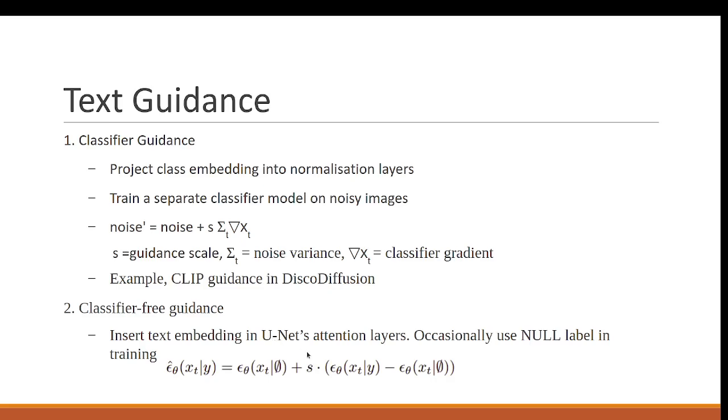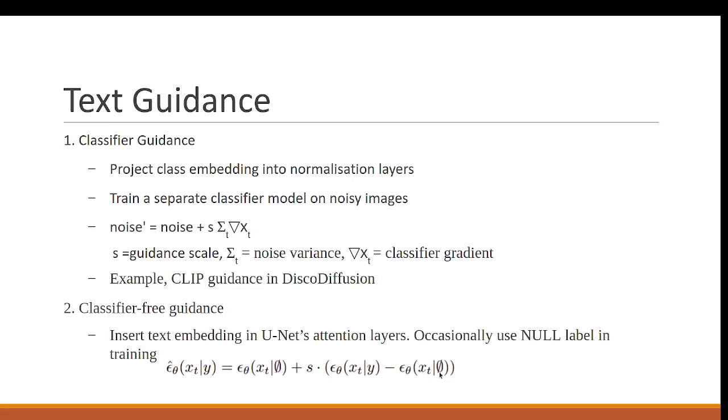So in this modified UNet, the UNet accepts this text embedding. But occasionally in training we pass in a null label, which means condition on nothing. Assume there's a null embedding, maybe just a vector of zeros. So occasionally we put in a null, and otherwise we condition on the label, your text. So this is the noise with the text embedding, and this is the noise without the text embedding.